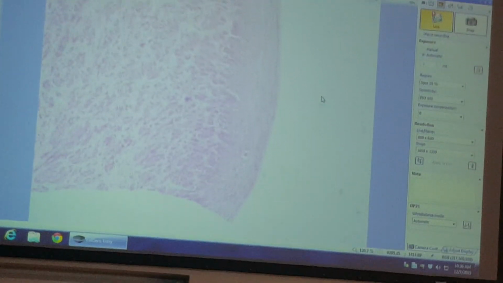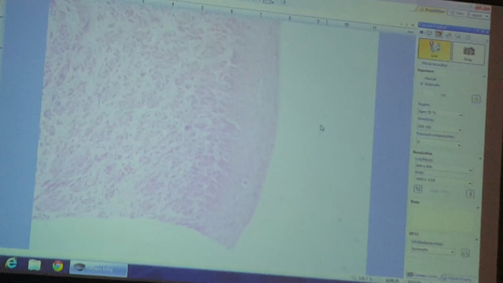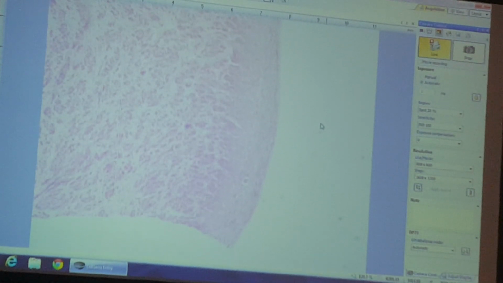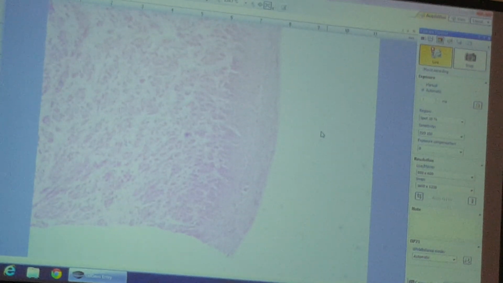So those are the four slides from today: ovary and the three different uterine phases. Fair deal?